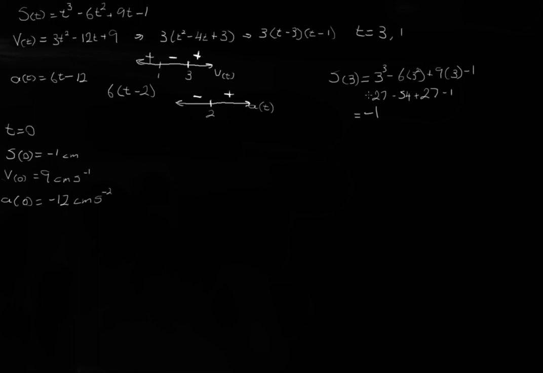Alright, so its displacement at this point is minus 1 centimetre. And let's find S of 1, which is a little easier, because 1 cubed is just 1. Take 1 squared is 1 times 6 is 6. Plus 9 times 1, which is just 9, take 1. So 1 take 6 is minus 5, plus 9 is 4, take 1 is 3.